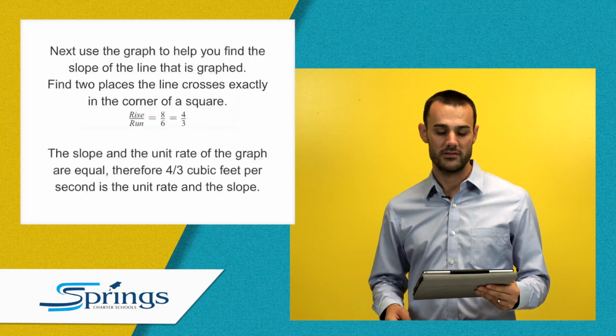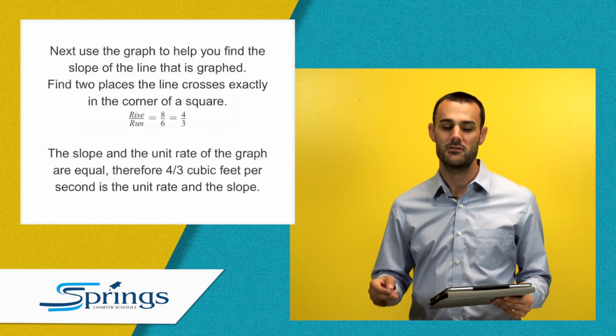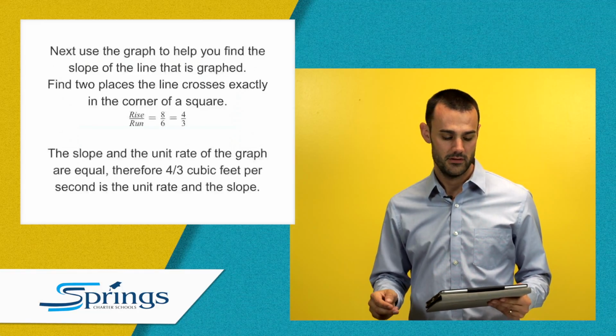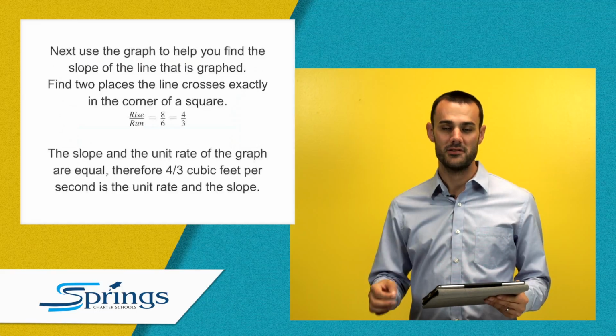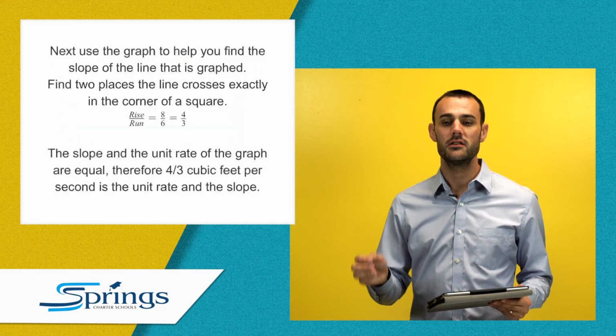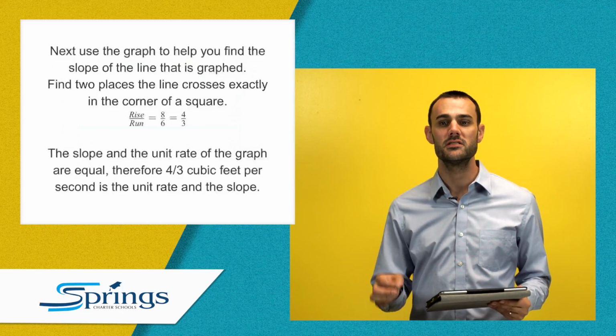Next, let's use the graph to help us find the slope of the line that is graphed. Find 2 places where the line crosses exactly in the corner of a square, what I was just talking about previously. So my rise over run is equal to 8 over 6. Now, when we're working with unit rates, slope, and graphing, we need to make sure that we always simplify our slope to its simplest form.